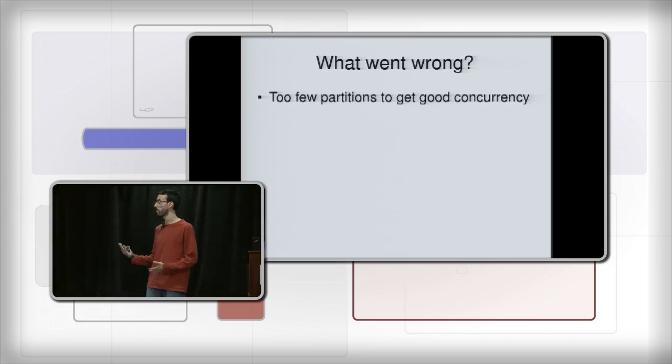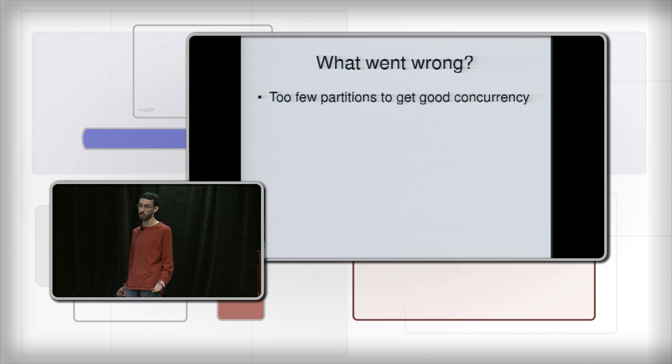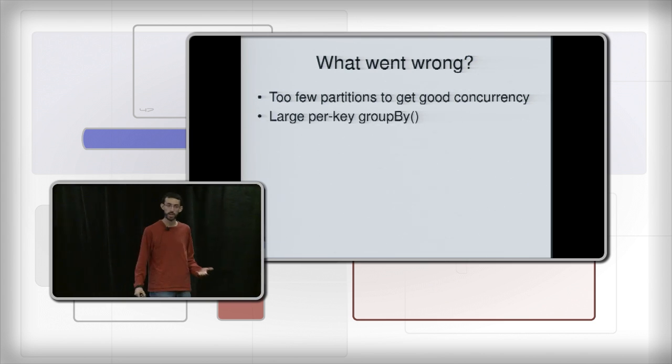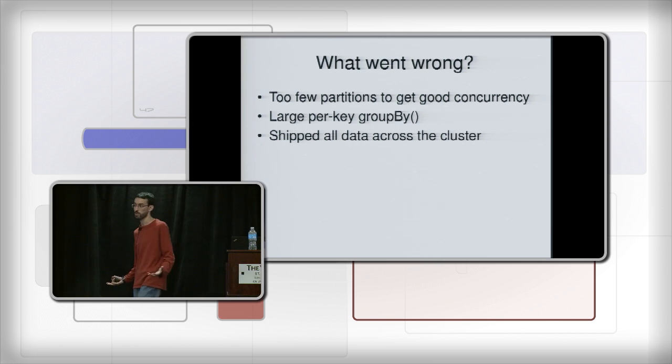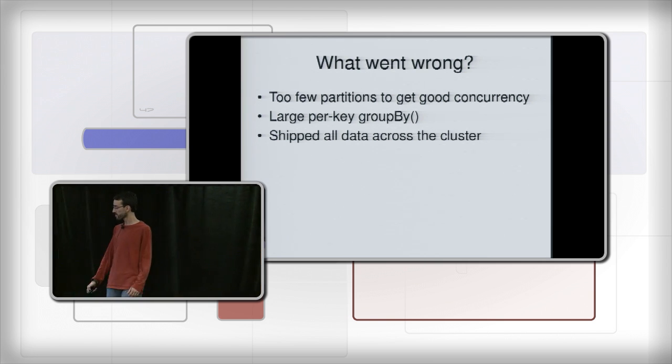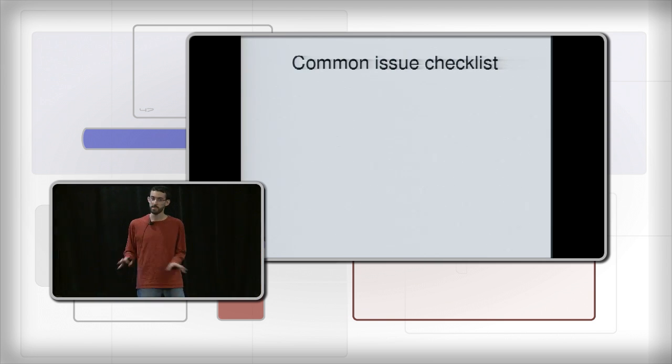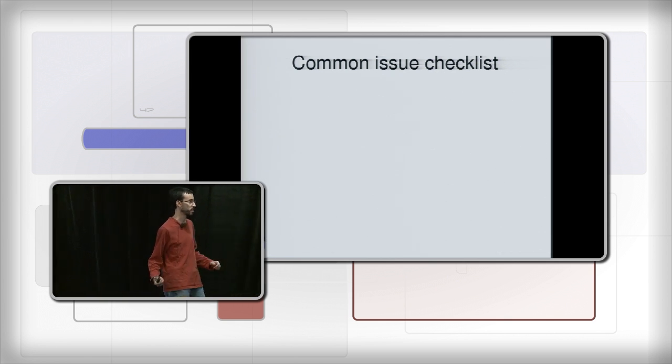Okay, so first let's ask what went wrong in the specific example, and then let's generalize that. So what went wrong? We had too few partitions. We had 4 partitions and only 3 machines, so we didn't really get good concurrency. We had a large per-key group by, which could apply extra memory pressure, and we shipped all of the data across the cluster. We did a group by on all of the data. To generalize this a little bit, because I don't really care about this particular problem, I care about the general ideas that we can get here.